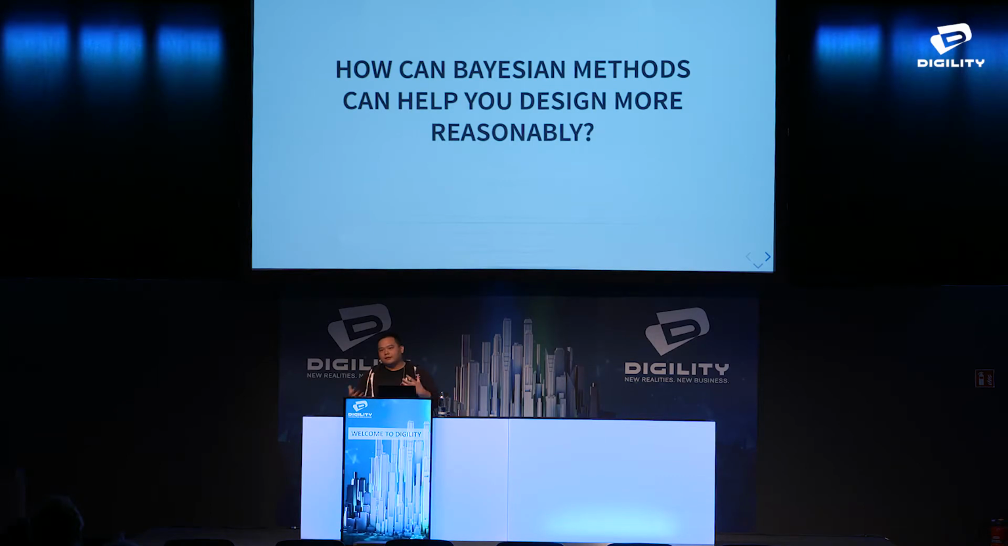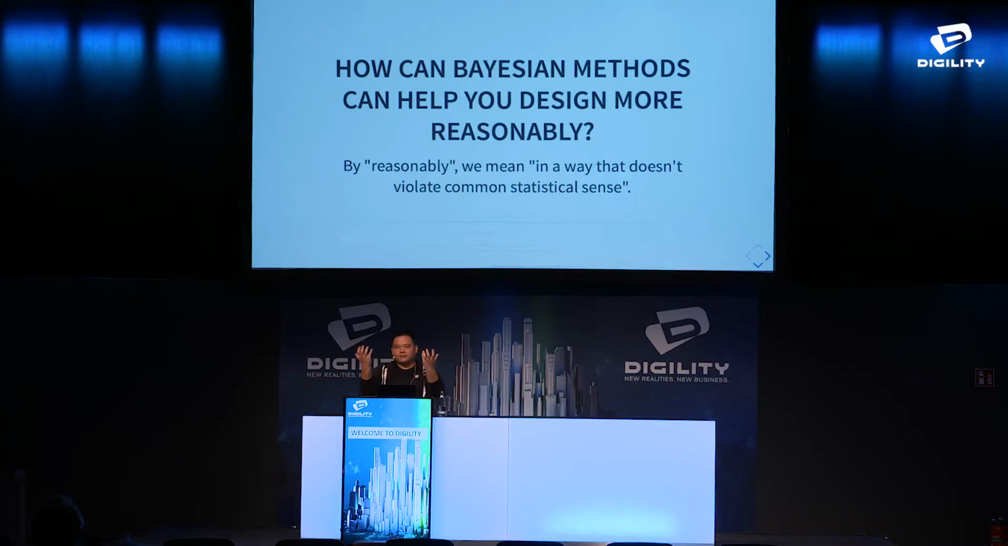So let's go to the second part of this talk. I've hopefully shown to you that deep neural networks are nothing to be scared about. But the more exciting thing here is how we can use Bayesian methods to help inform our design, right? So the question I want to pose and then answer is this: how can Bayesian methods help you design more reasonably? And here, reasonably means in a way that doesn't violate common sense as well as common statistical sense, okay?